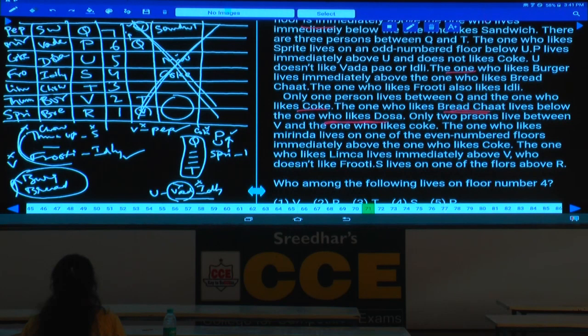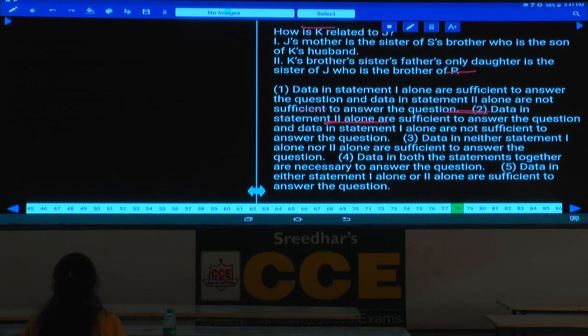Then question number 78. Now in this question number 78, tell me what is the information here. How is K related to J? Now your answer should be regarding this K. How is this K related to J? J's mother is a sister of whom? S's brother. Now S is having a brother.